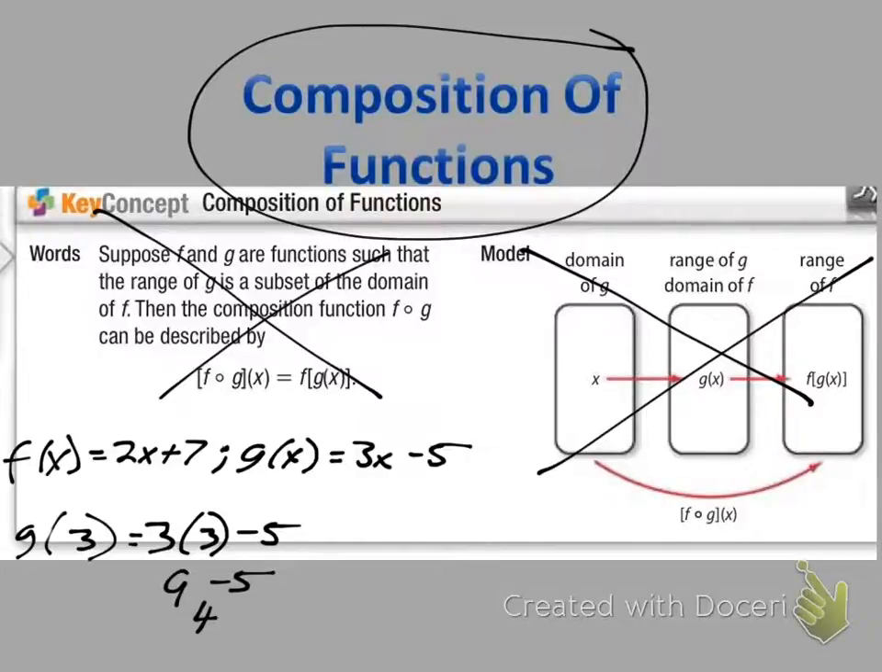Okay? Now, find f of 4. How'd you do that, Slaughter? Plug it in where the x is. Hold on, slow down. Plug 4 in where the x is in the f function. Good. So 2 times the 4 we're plugging in plus 7. 2 times 4 is 8. 8 plus 7? 15.